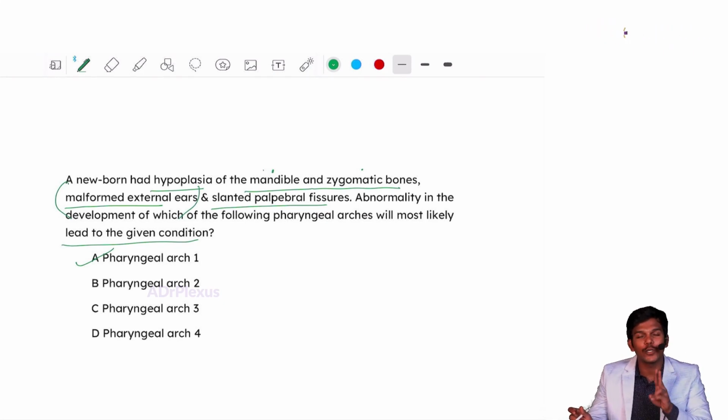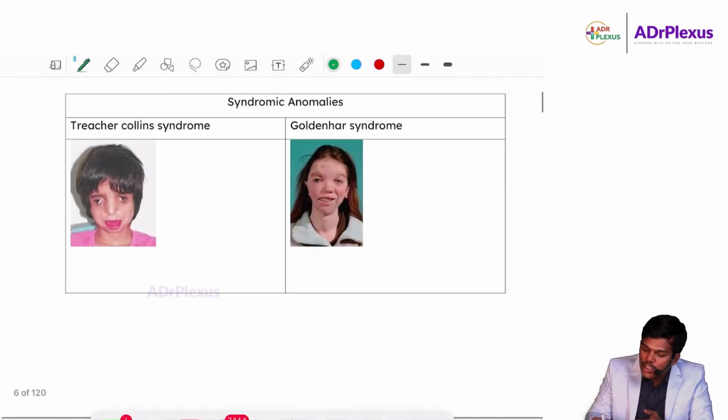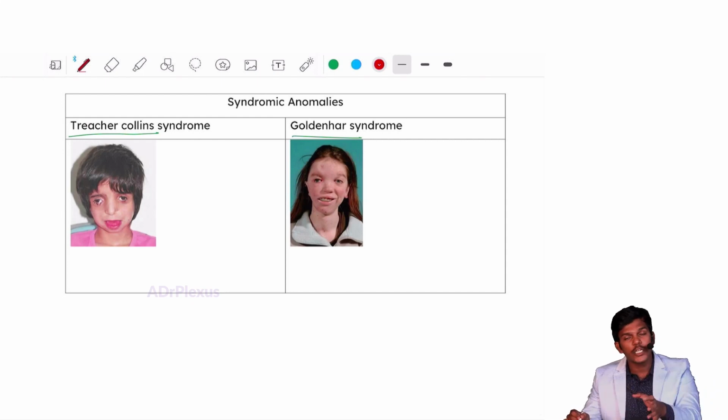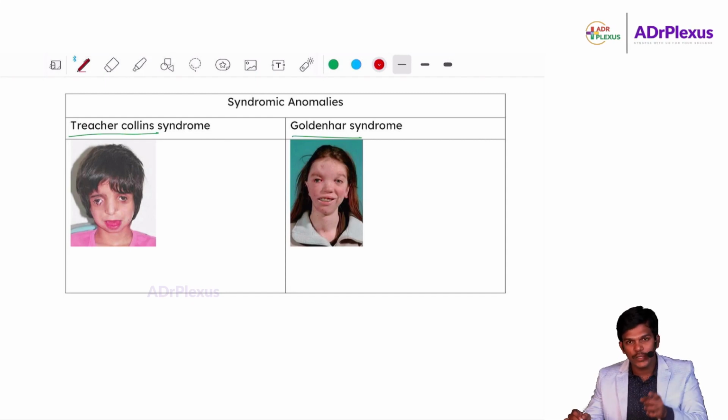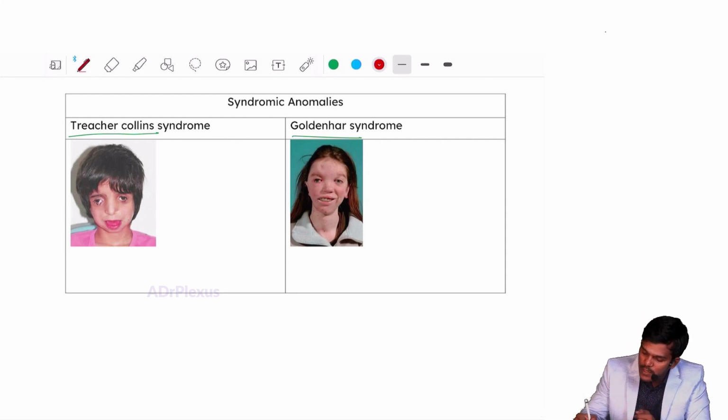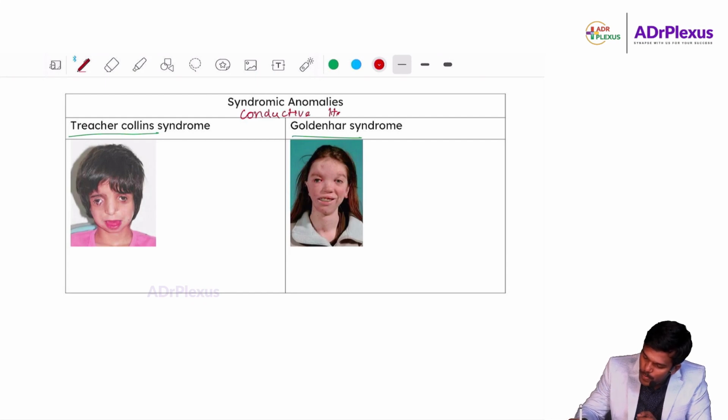There are only two syndromes which are associated with defective first and second arch, but not others. What are the syndromes? Those syndromes are Treacher Collins syndrome and Goldenhar syndrome. Clear? Yes. You would have learned about a lot of syndromes in your life. Okay. There will be hearing loss associated with a lot of syndromes, but most of the syndromes will have sensorineural hearing loss. These are the only two syndromes which are associated with conductive hearing loss.